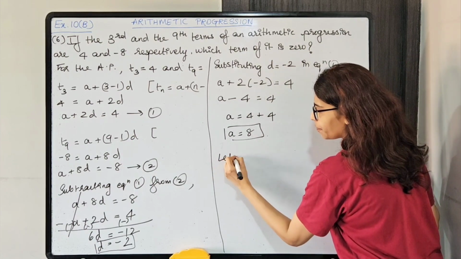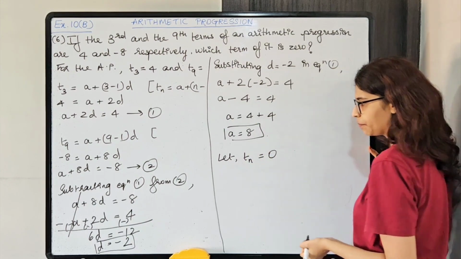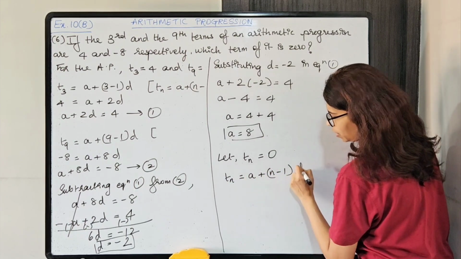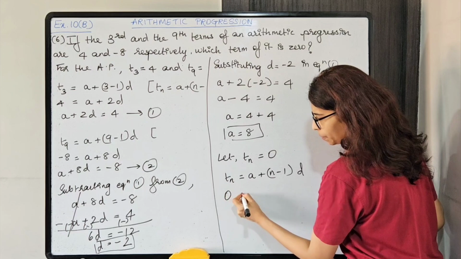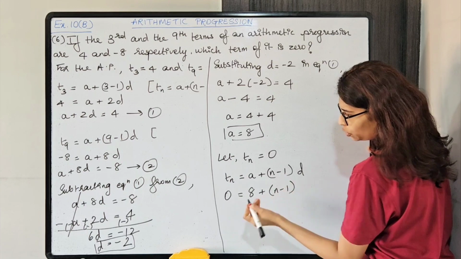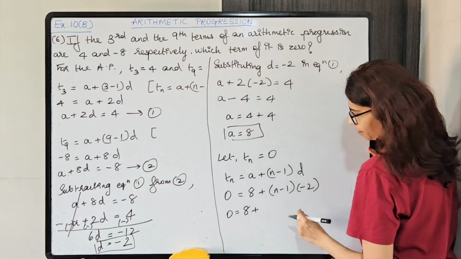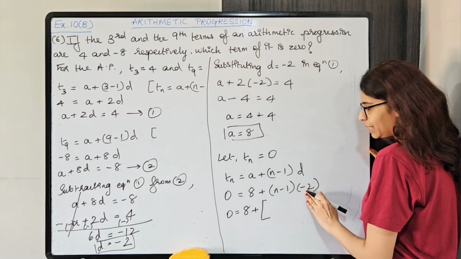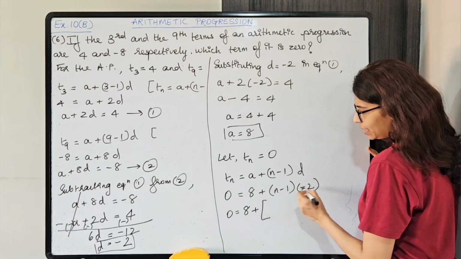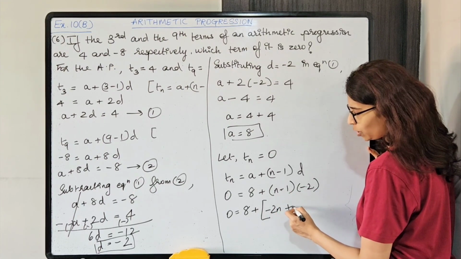So let Tn be equal to 0. Alright. So Tn is equal to A plus n minus 1 D. Tn 0 है. A is 8. N minus 1 into D is minus 2. 0 is equal to 8 plus, put brackets over here because we are multiplying by negative number. Okay, so to avoid any confusion, put brackets. Minus 2 into n minus 2n, minus 2 into minus 1, minus into minus plus हो जाएगा, 2 1s are 2.